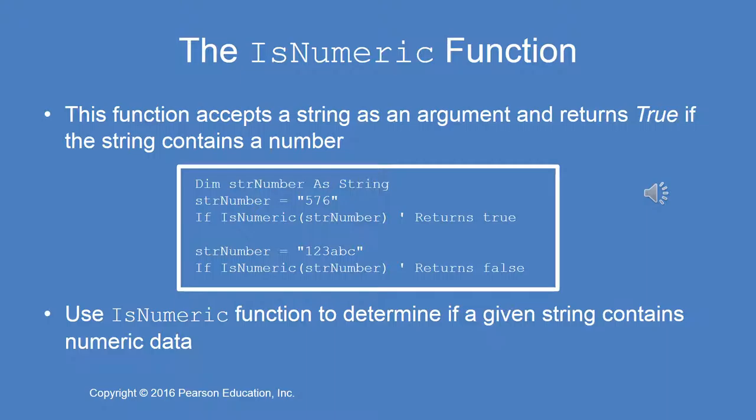Here's an example. We're declaring strNumber as a string, and then we're assigning the string "567". Notice the double quotes. Then if IsNumeric and we pass strNumber as its argument, that returns true. In the second example, we're assigning the string "123ABC" to strNumber, and then we're testing IsNumeric with strNumber passed as the argument, and that will return false.